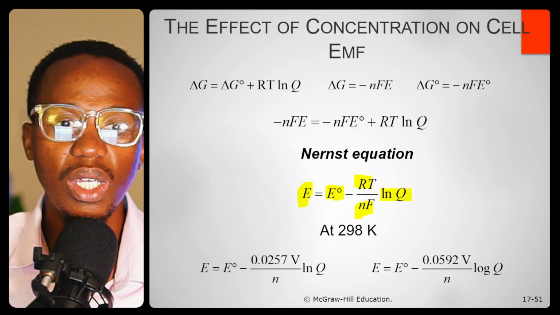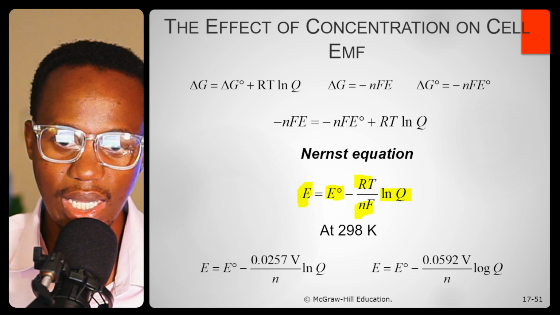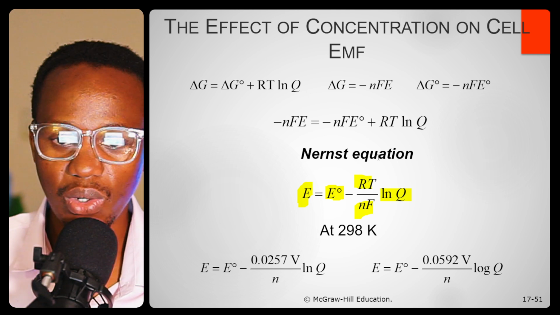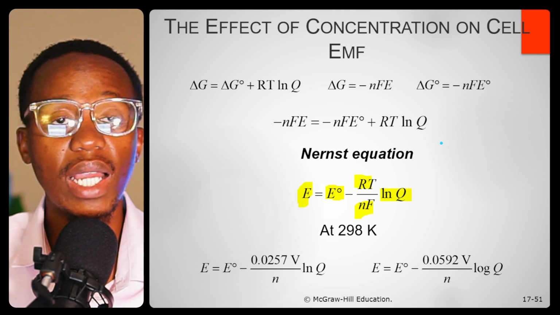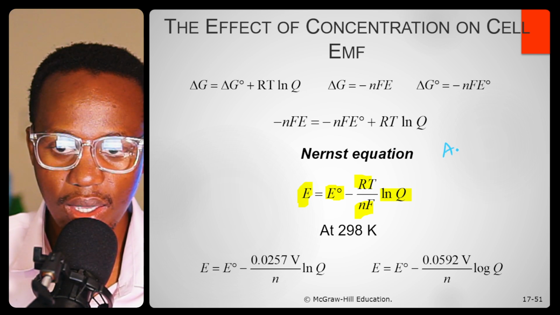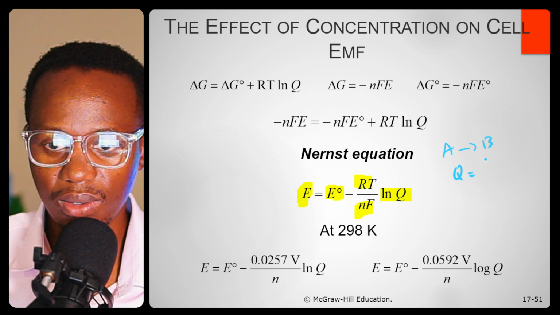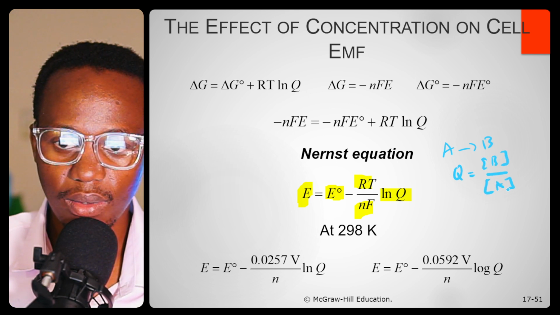What is Q? If you remember, it is our quotient, right? It's ln of Q, our reaction quotient. So it means it's going to be the concentration of the products over the concentration of the reactants, right? So if you have A to B, Q will be equal to the concentration of B over the concentration of A. Does that make sense?